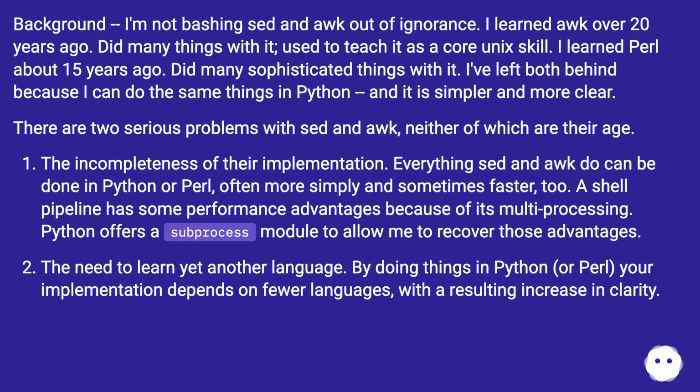There are 2 serious problems with SED and AWK, neither of which are their age. The incompleteness of their implementation. Everything SED and AWK do can be done in Python or Perl, often more simply and sometimes faster too. A shell pipeline has some performance advantages because of its multi-processing. Python offers a subprocess module to allow me to recover those advantages. The need to learn yet another language. By doing things in Python or Perl, your implementation depends on fewer languages, with a resulting increase in clarity.